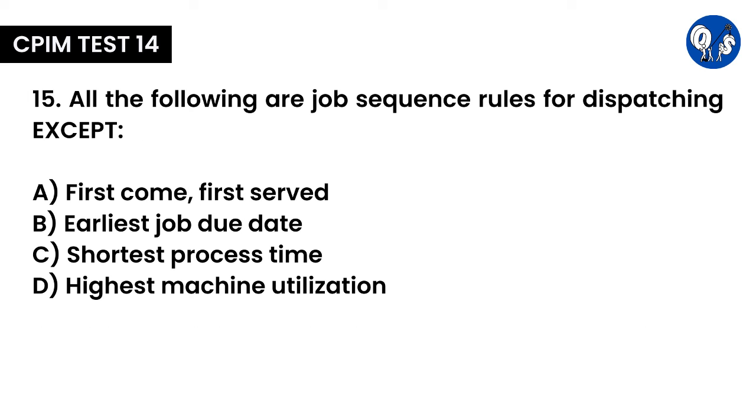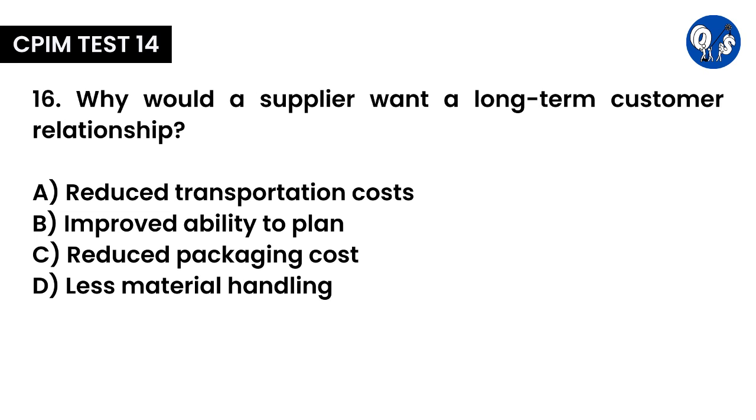Question number 15. All the following are job sequence rules for dispatching except A. First come first served. B. Earliest job due date. C. Shortest process time. D. Highest machine utilization. Here the correct answer is D. There are many job sequencing rules which try to establish the importance of the job in relation to the other jobs to be worked on. The first three listed are common rules. As with earliest operation due date, the best rules will establish the priority based on the due date of the order.